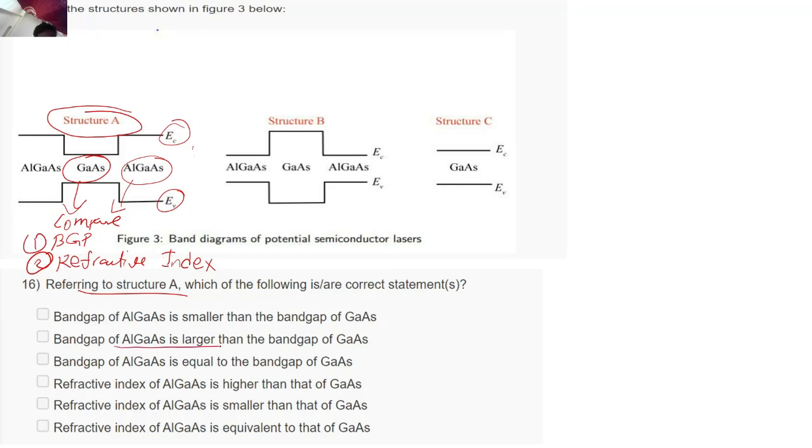So this option is looking correct. And now coming to the refractive index, does anyone have an idea how the refractive index and band gap are related? Are they inversely proportional or directly proportional? Inversely proportional, right? So if the band gap of aluminum gallium arsenide is larger, then it definitely means that the refractive index of aluminum gallium arsenide must be smaller. So this second last option is looking correct too. So this option and this option are the correct answer.